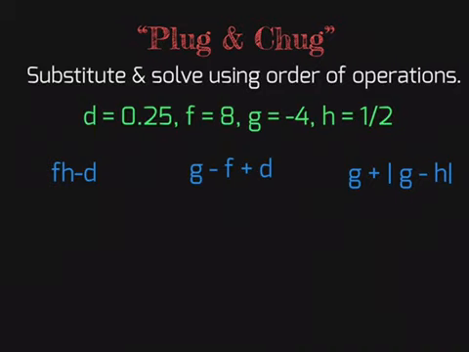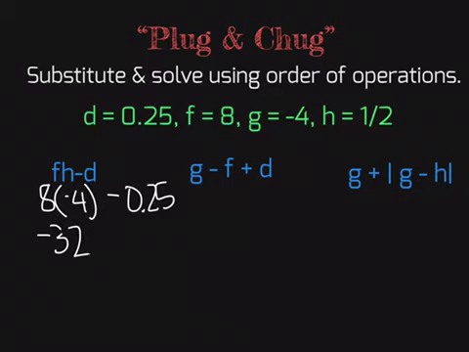So that means F times H. F is 8, H is negative 4, and D is 0.25. I need to multiply first. That is negative 32 minus 0.25. Whenever I'm working with integers, I don't really like to do subtraction, so I am going to change that to adding the opposite. Then, if you look, I have a negative plus a negative right here. When I add the same sign, I simply add my numbers. So I'm going to add 32 and 0.25.